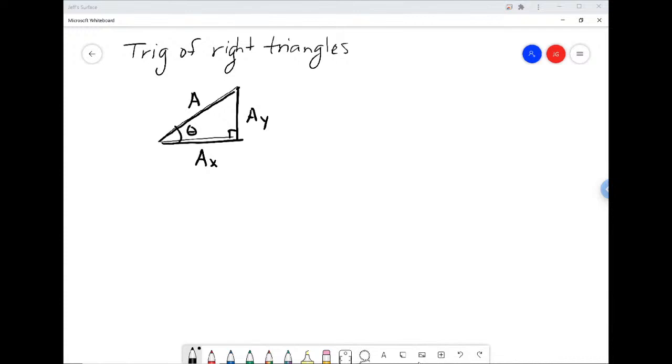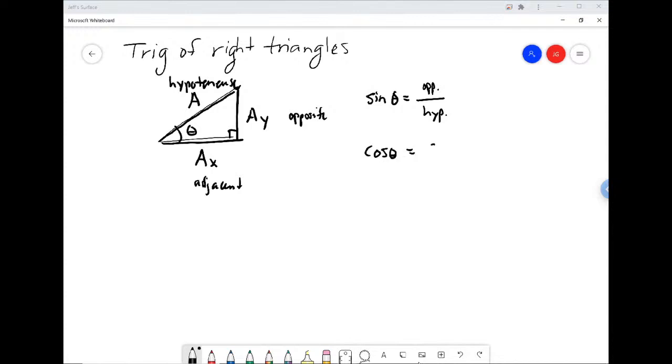So relative to that angle, AY is opposite, AX is adjacent, and A is the hypotenuse. And the hypotenuse is the side that's opposite the 90-degree angle, okay? And so in trigonometry, we have these three useful functions: sine, cosine, and tangent. The sine of an angle theta is opposite, I'll abbreviate here, over hypotenuse.